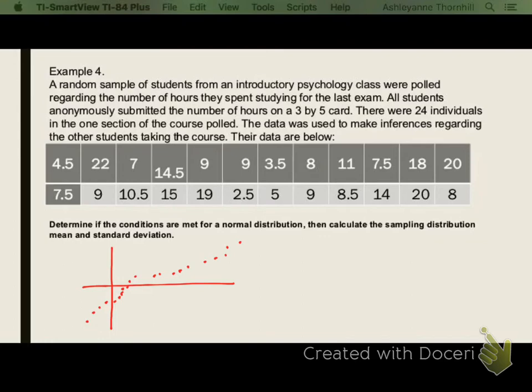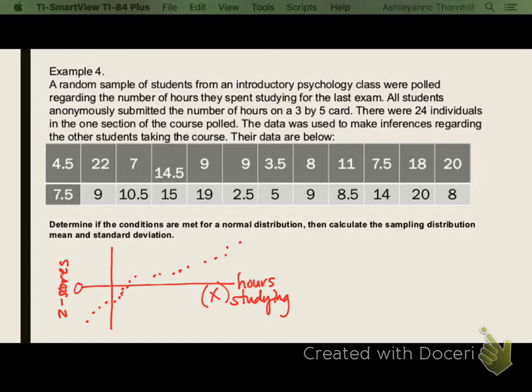My y-axis are my z-scores. And then my x-axis is whatever we're measuring, which I don't know what we are. Percentages. Number of hours spent studying. So hours studying. So this is always my x. The x-axis is my x. The y-axis is my z-score.